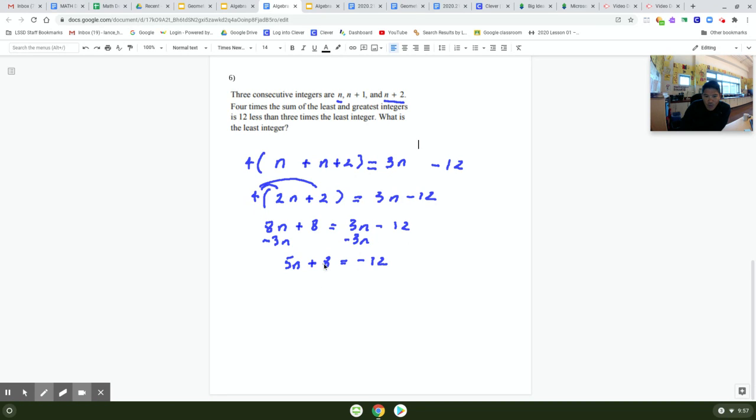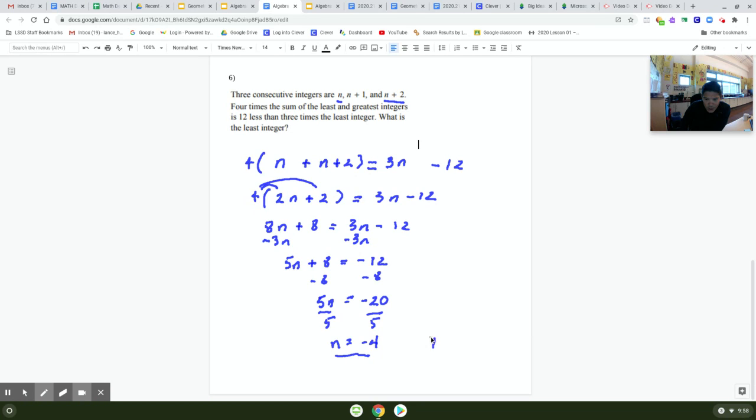Now using inverse operations, we want to subtract 8 from each side of the equation. So 5n is equal to negative 12 minus 8, which is negative 20. And then we can divide each side by 5. n is equal to negative 20 divided by 5, which is negative 4. Just recall that an integer can be both positive or negative. So in this case, don't think that because it's negative you have an incorrect solution. So the least integer, n, is negative 4.